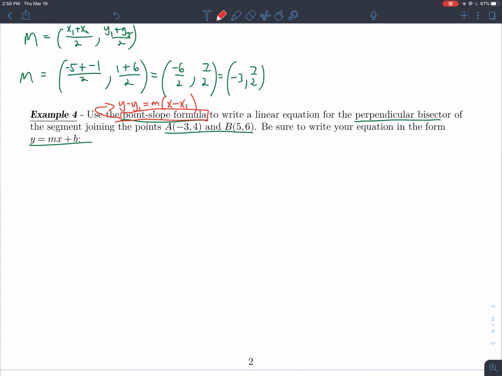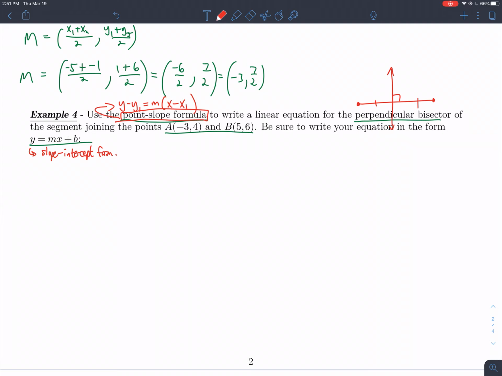Alright, and then perpendicular bisector means a segment that bisects another segment and is perpendicular to it. Okay, so if this is my segment, the perpendicular bisector does this. It cuts that segment in half, exactly at a right angle. Alright, and then this one is called slope intercept form.